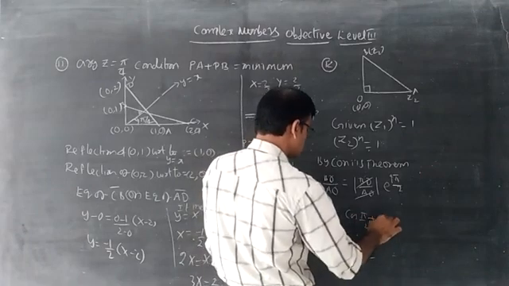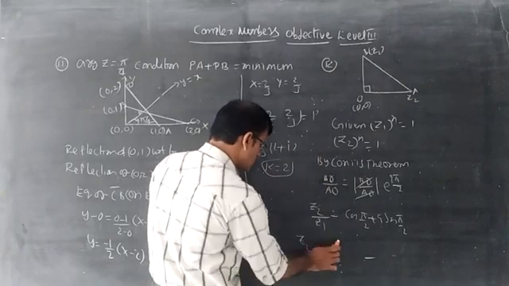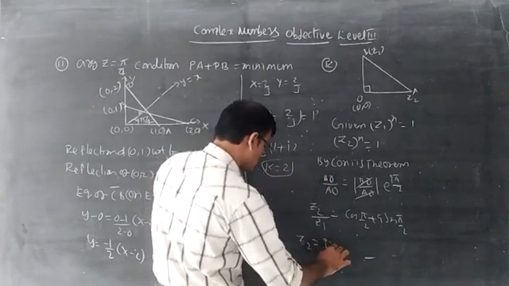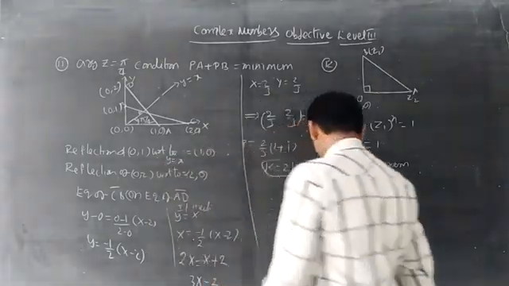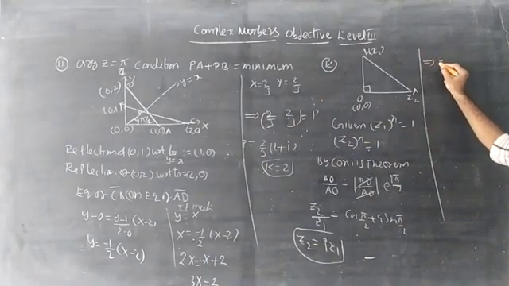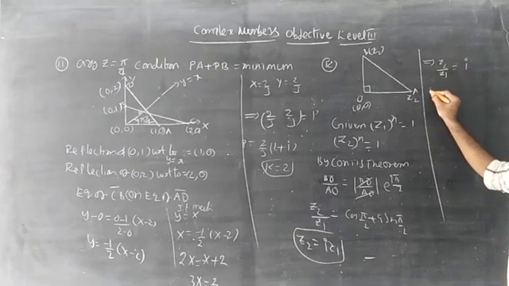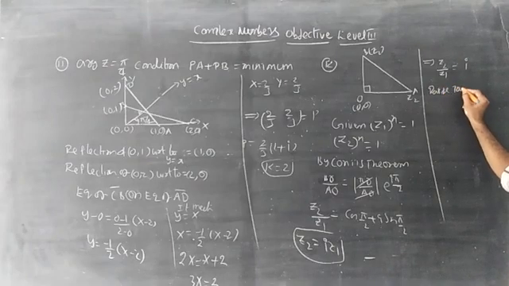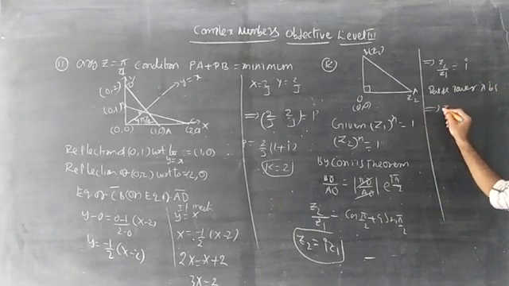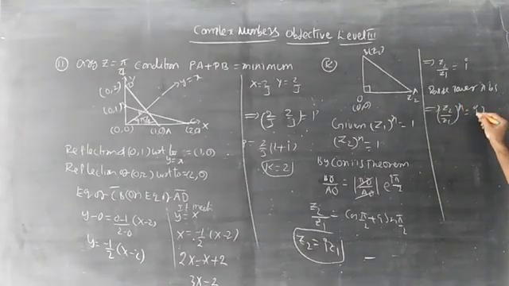e power i pi by 2 is nothing but, according to Euler's formula, cos pi by 2 plus i sin pi by 2. Therefore, you can write Z2 is equal to i by 1. Z2 by Z1 is equal to i. Raise power n on both sides. That implies (Z2 by Z1) whole power n is equal to i power n.